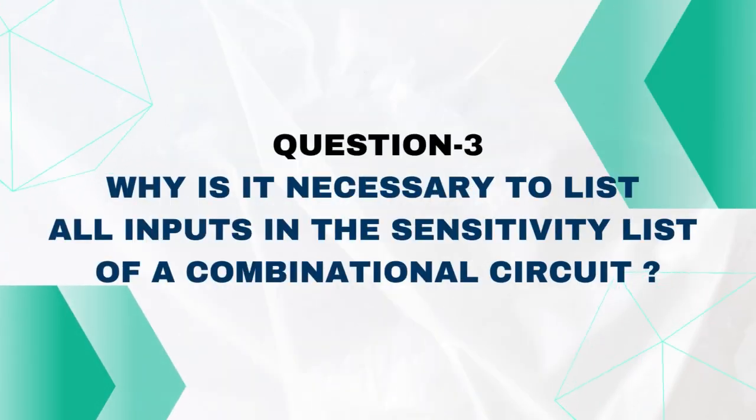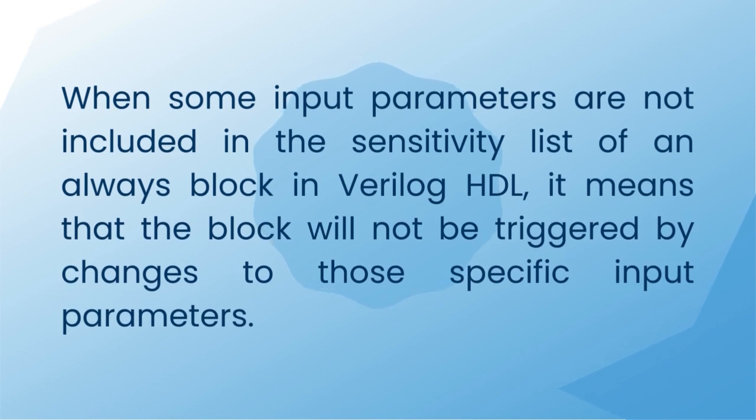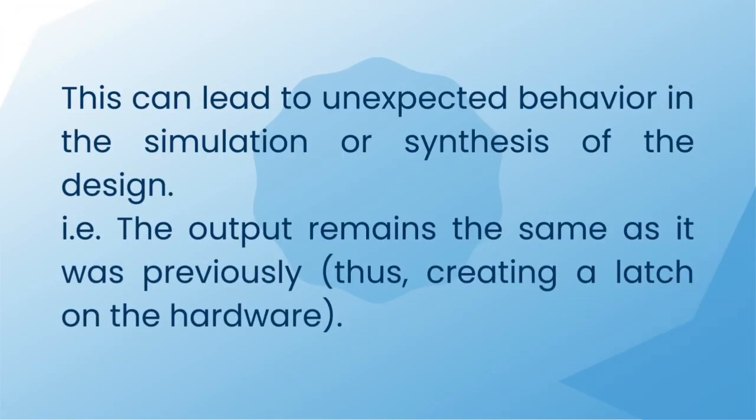Now here comes the third question. Why is it necessary to list all inputs in the sensitivity list of a combinational circuit? So the answer is that when some input parameters are not included in the sensitivity list of an always block in Verilog HDL, it means that the block will not be triggered by changes to those specific input parameters. This can lead to unexpected behavior in the simulation or synthesis of the design. That is, the output remains the same as it was previously, thus creating a latch on the hardware.